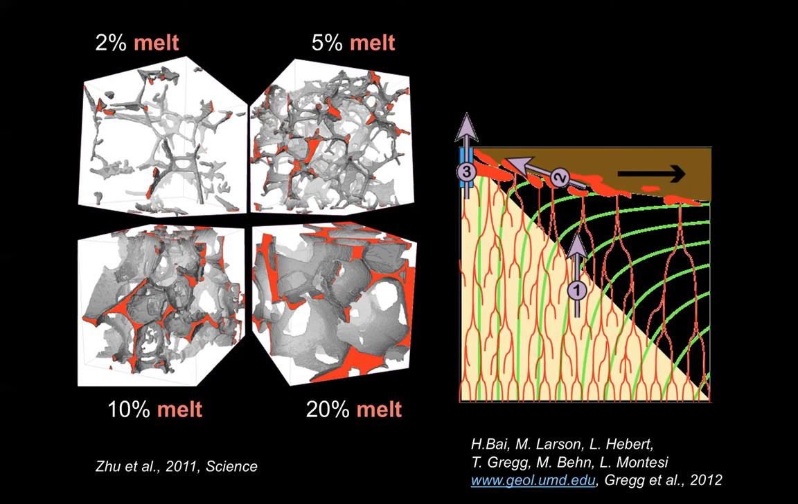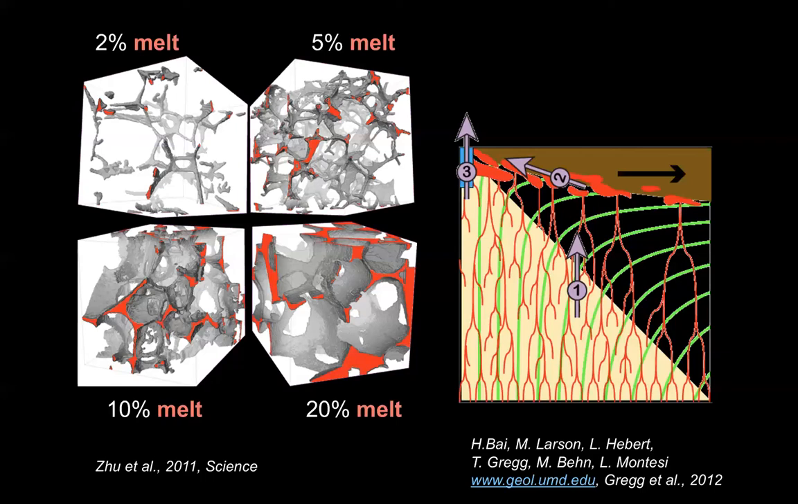Now, once you have an interconnected melt network, we expect that that melt will start migrating up and out of the mantle. First of all, it's under tremendous pressure. Second of all, it's very hot, and it should be more buoyant than the slowly deforming mantle around it.